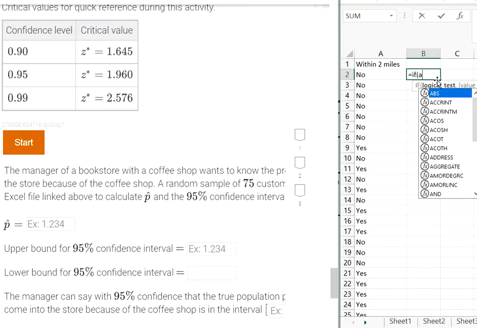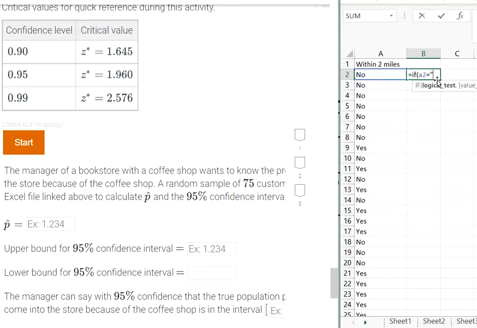Type equals if, open a parentheses. We want to check to see if A2 is equal to yes. Actually, I don't know if we need the quotes. Here, I'll test that. If it equals yes, put a comma and then put 1. And if it doesn't equal yes, if it's no, then we're going to put a 0.